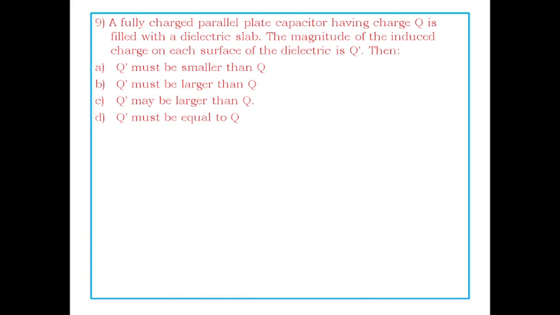So we can say that the Q dash, that is the charge we have on the surface of the dielectric slab, has to be less than the charge we have on the plate. So the Q dash must be smaller than Q.